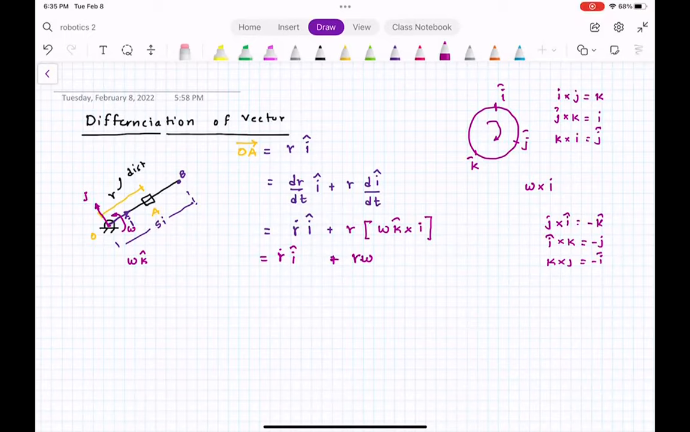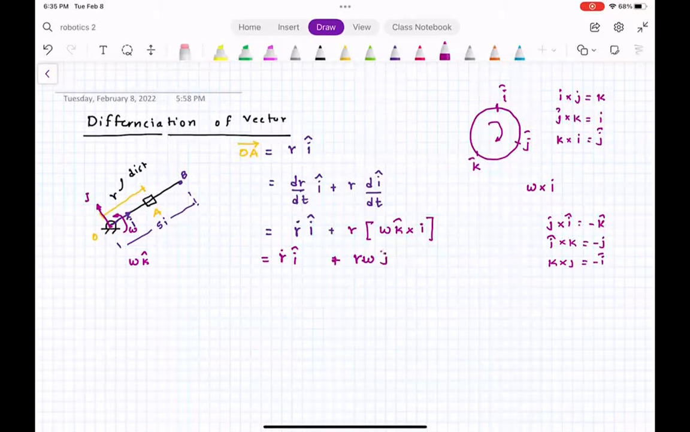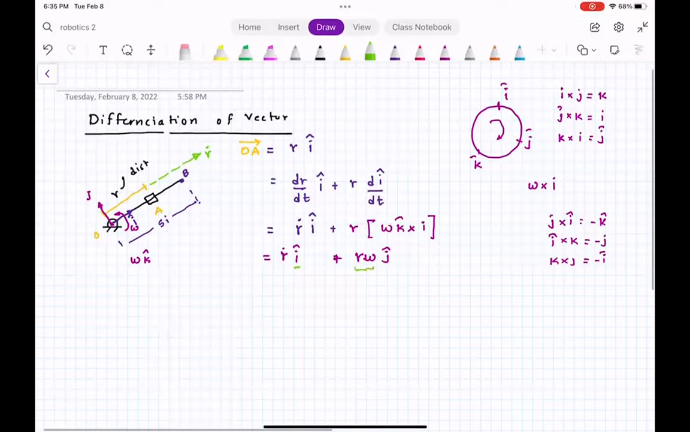So everyone understood? So what do I get? r omega k cross i is? k cross i is? j. Now what does that mean? It means, this is very important, so please understand. There is a velocity r dot in the direction i. Can you see that? There is a velocity r dot in the direction i. And there is a velocity r multiplied by omega, which is in the j direction, which is this. r times omega. Are you with me?